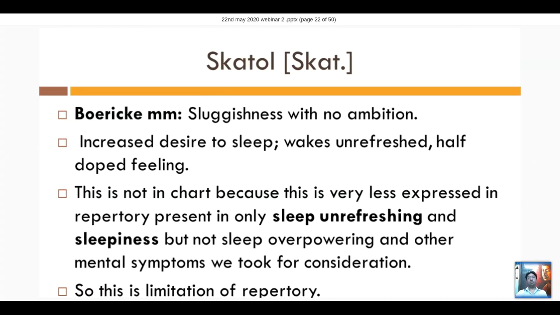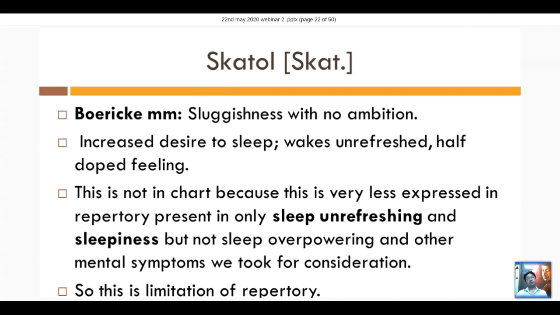It is present only in the rubrics sleep unrefreshing and sleepiness, but not in sleep overpowering. And in this case, there is no overpowering sleep; basically, there is sleepiness. Another mental symptom we considered is not justifiable. We should not take that mental symptom.